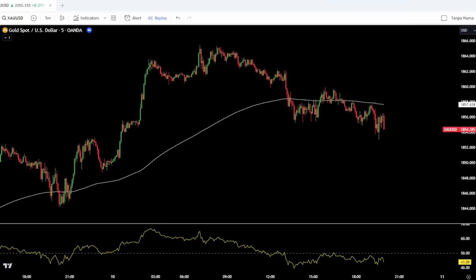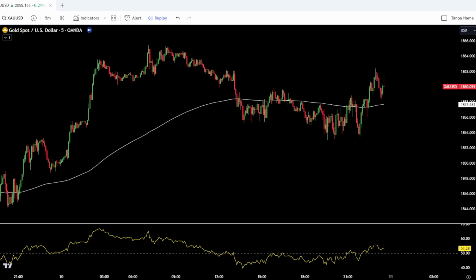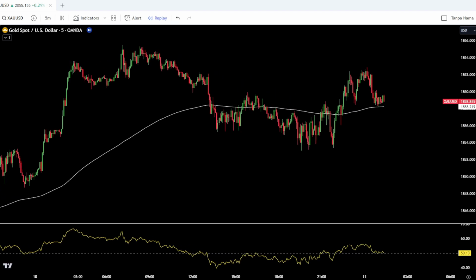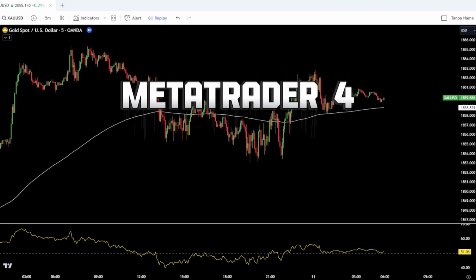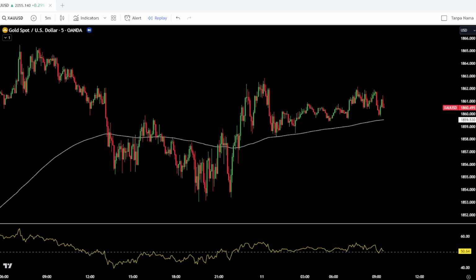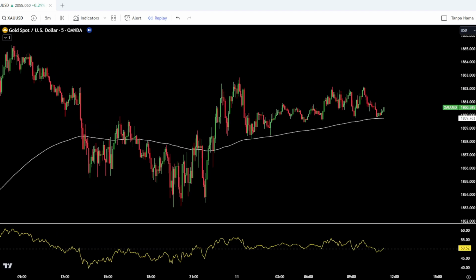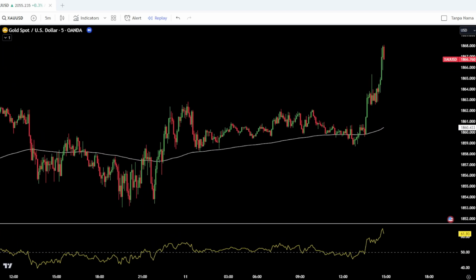As we discussed at the beginning of the video, this M5 scalping strategy will only use 2 indicators. And you can use these indicators for free on any platform such as MetaTrader 4, MetaTrader 5, TradingView, and others. If you are using the MetaTrader platform, whether it's MetaTrader 4 or MetaTrader 5, here's how to configure it.